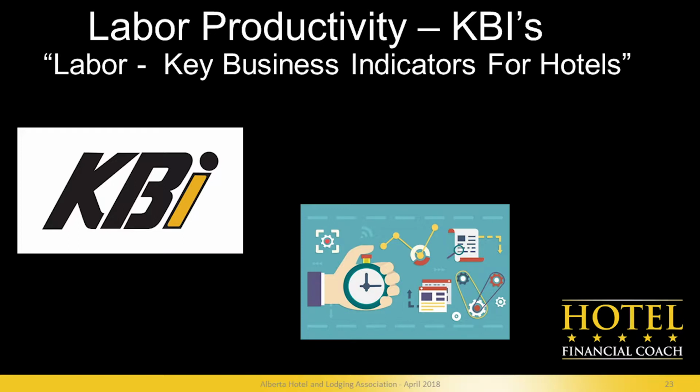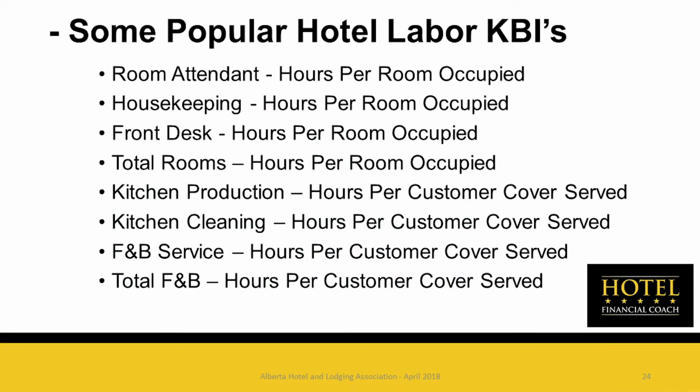KBIs, key business indicators. And inside your hotels, there's dozens of them. But today we're going to talk about 8 of them that most of you have. So some popular KBIs are room attendant, hours per room occupied, or minutes per room to clean. Same thing. Housekeeping, hours per room occupied. Front desk, hours per room occupied. Total rooms division, hours per room occupied. You see how we're repeating the same thing here?